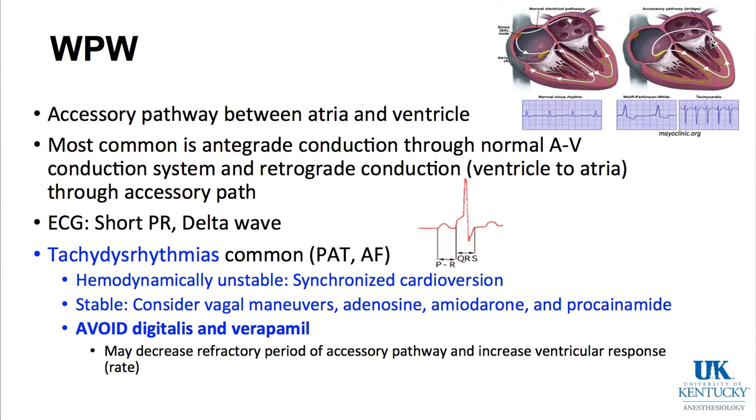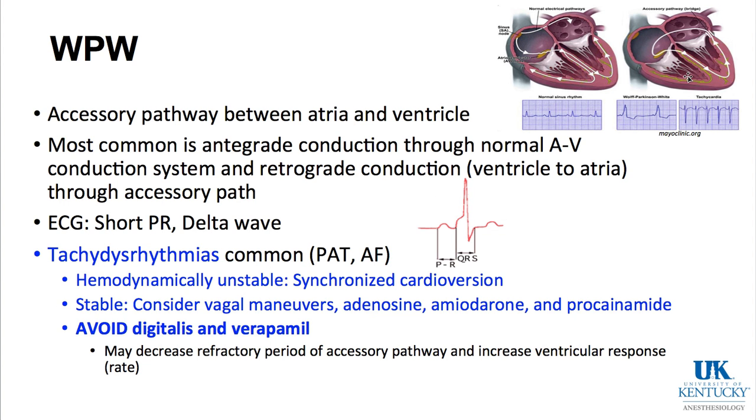So this accessory pathway between the atrium and ventricle is present on electrocardiogram. We can often see the classic delta wave or short PR interval. And here we see a shortened PR interval with that delta wave going up into the QRS complex. The most common form of WPW is antegrade conduction, or forward conduction, through the normal AV conduction system as shown up here at the top right, and then retrograde conduction from the ventricle to the atria through the accessory pathways.